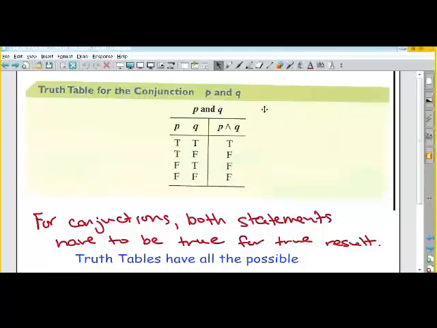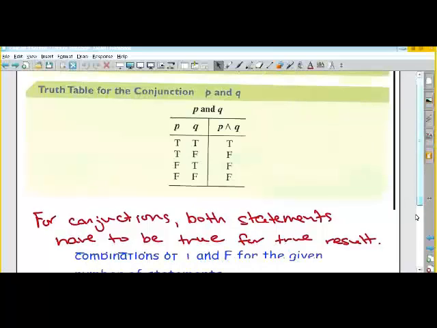Buying a house: if you have a good credit score and you have sufficient income, then you will get the loan. If you have a good credit score but not sufficient income, then you don't get the loan. If you don't have either one of them, you don't get the loan. It's either you get the loan or you don't get the loan.